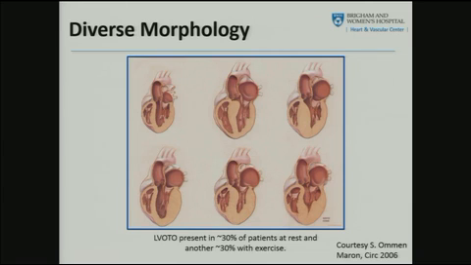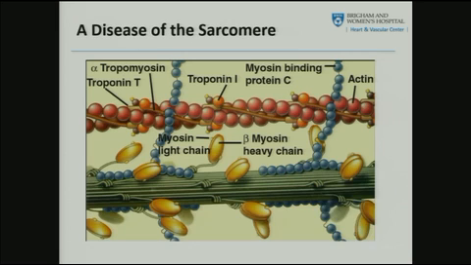The big distinction is in patients who have obstruction and those who don't in the LV outflow tract. About 30% of patients have LV outflow tract obstruction at rest, and another 30% can have provoked outflow tract obstruction with ventricular shrinkage during exercise.